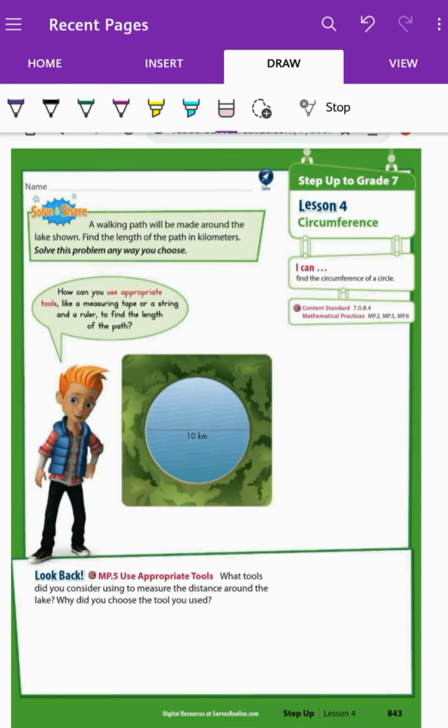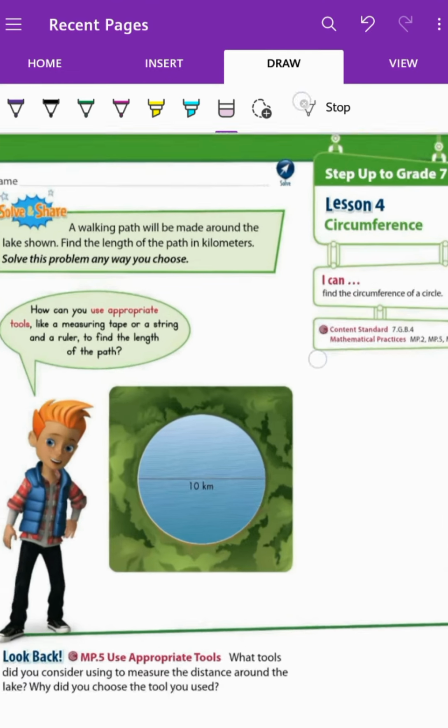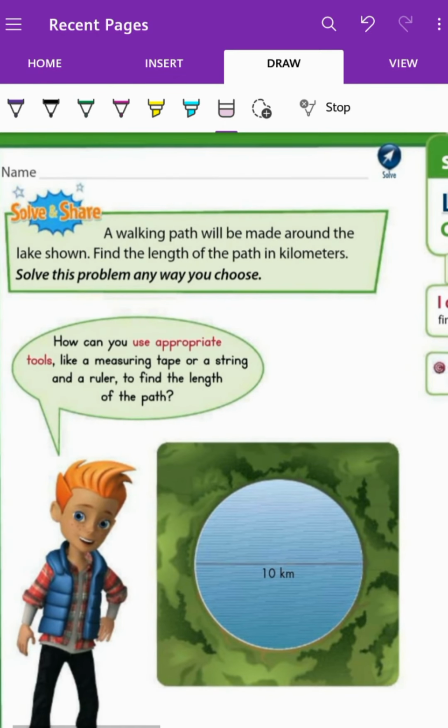Our lesson today is circumference. Our objective is how I can find the circumference of a circle. Solve a problem. A walking path will be made around the lake shown. Find the length of the path in kilometers. Solve this problem any way you choose. Thank you, and let us start.